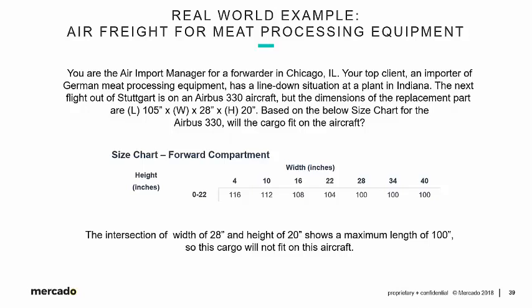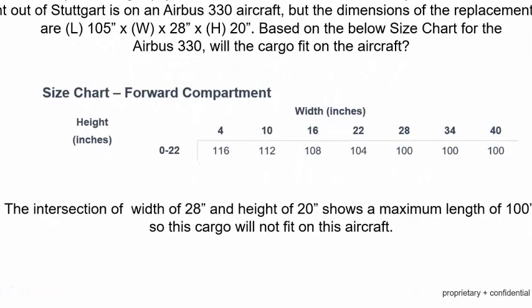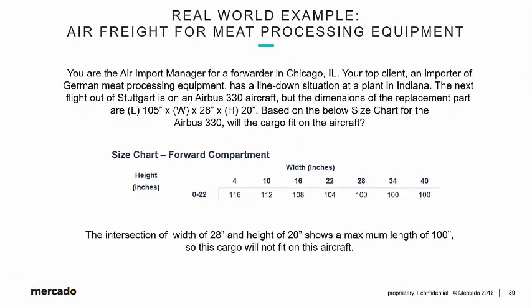The next flight out of Stuttgart, which of course is in Germany, is on an Airbus 330 aircraft, but the dimensions of the replacement part are pretty big. 105 inches long, 28 inches wide, and 20 inches high. Based on the below size chart for the Airbus 330, will the cargo fit on the aircraft? Or better yet, will the cargo fit into the forward compartment? Let's have a look. The intersection of width of 28 inches and a height of 20 inches shows a maximum length of 100 inches. We just saw that in our random example, actually. So this cargo will not fit on this aircraft, or at the very least, will not fit in the forward compartment, and let's hope that there's room in the main belly of the aircraft.